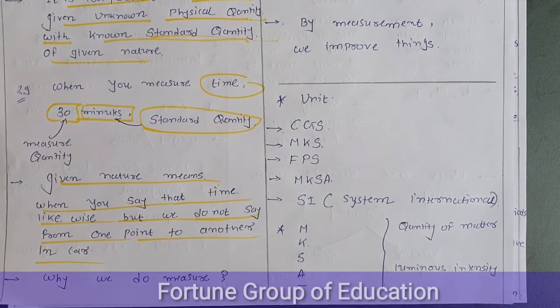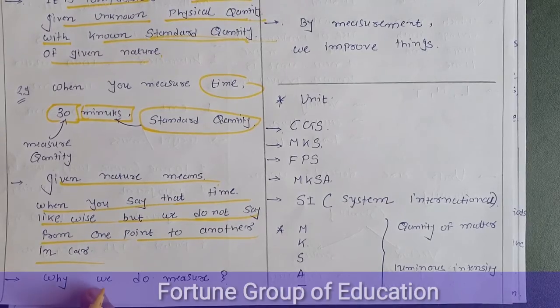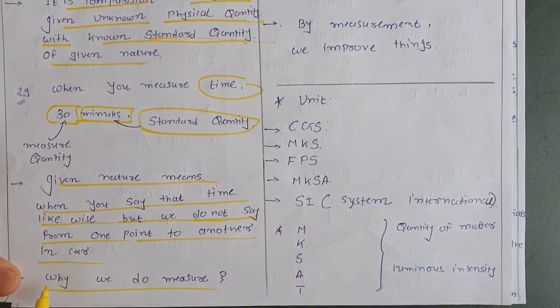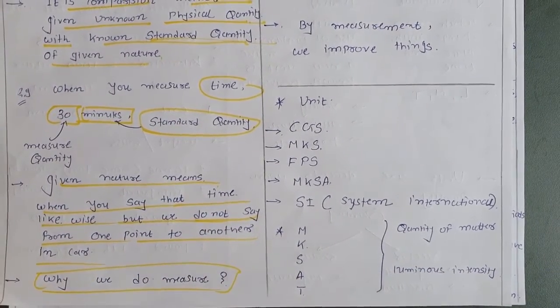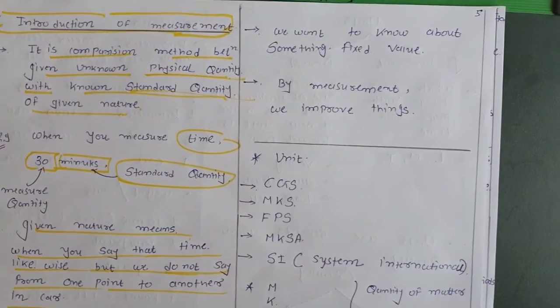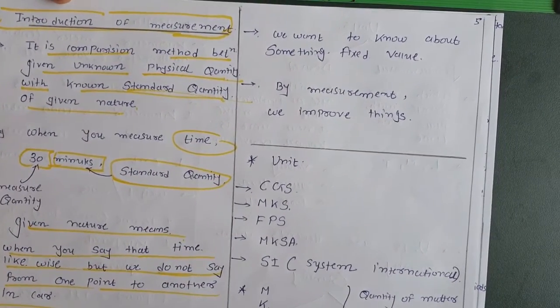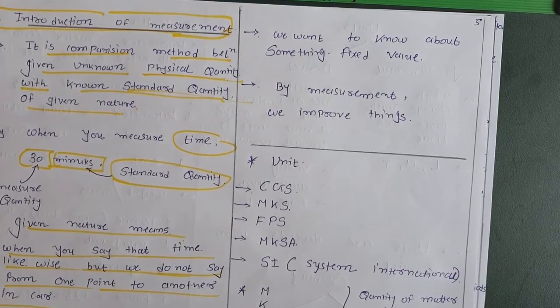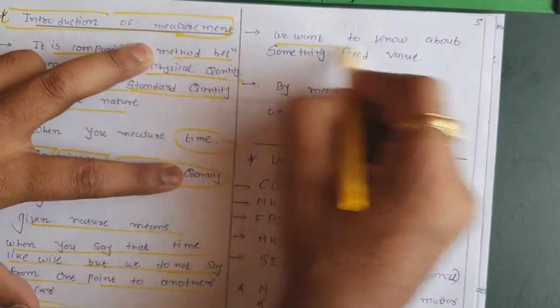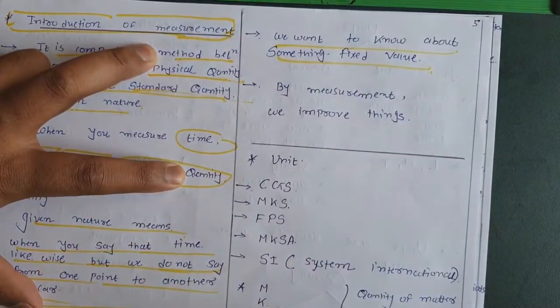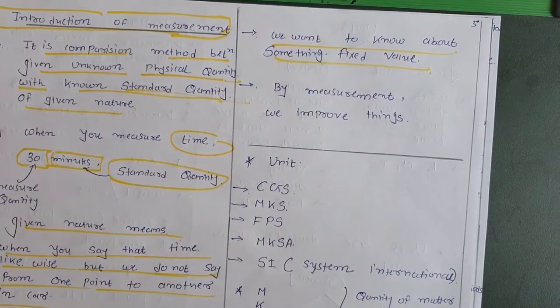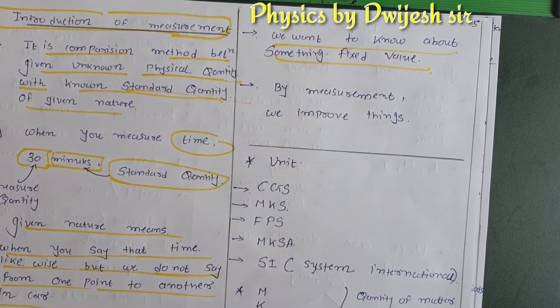This is known as a measurement. But one question is in our mind: why is the measurement done? Why should we do the measurement? There is some reason behind it. We want to know about something. If we want to know about something of a fixed value, the measurement is done. By measurement we improve things. So there are benefits of the measurement.